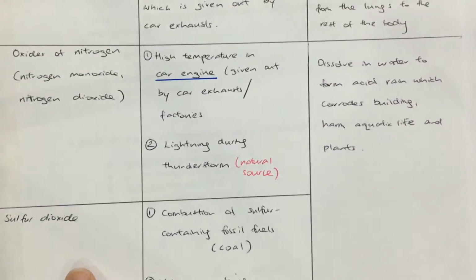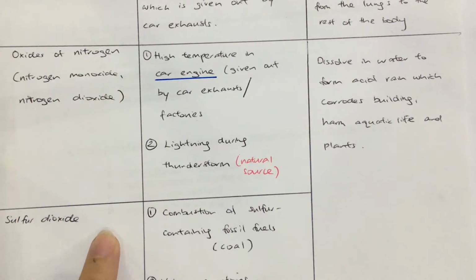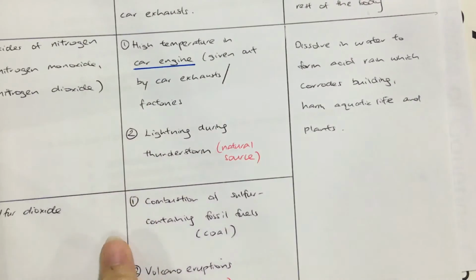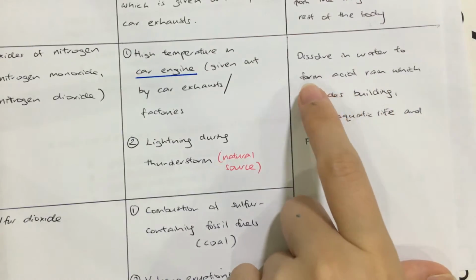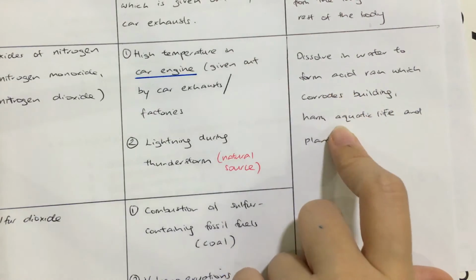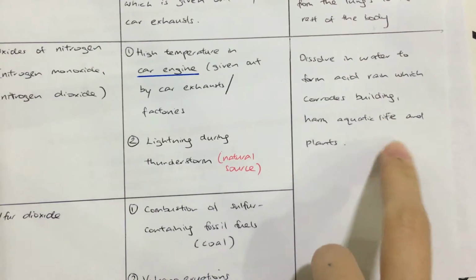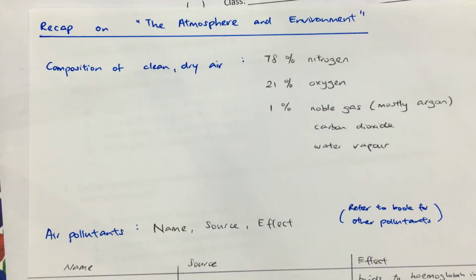So what is the effect of this nitrogen monoxide, nitrogen dioxide, as well as sulfur dioxide? The effect is that as these gases are acidic gases, they dissolve in water to form acid rain, and this corrodes your buildings, it harms your aquatic life and plants. Okay, so this is the main idea of atmosphere and environment. A lot of memory work.